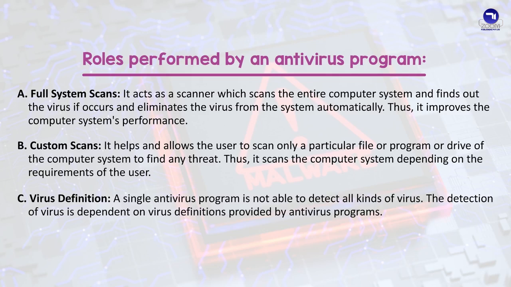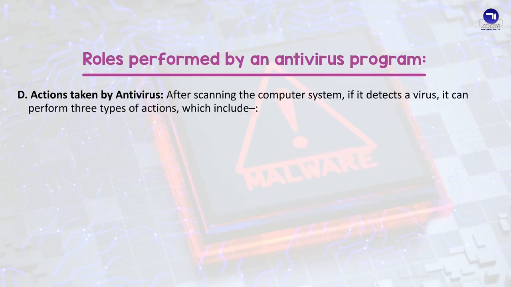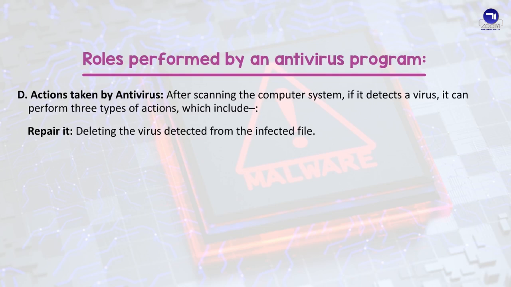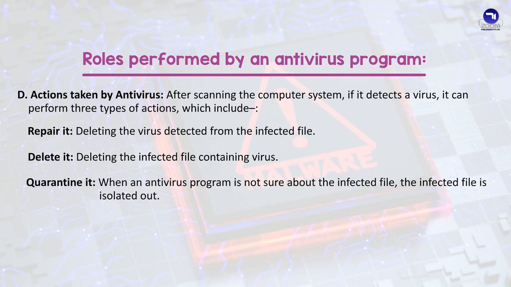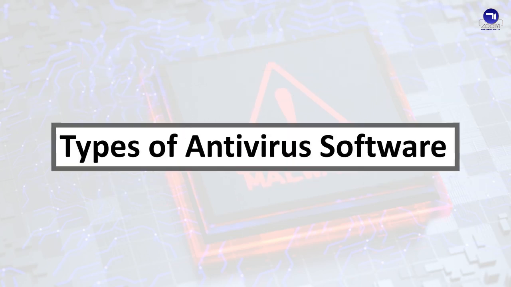Virus definition. A single antivirus program is not able to detect all kinds of viruses. The detection of a virus is dependent on virus definitions provided by antivirus programs. Actions taken by antivirus. After scanning the computer system, if it detects a virus, it can perform 3 types of actions. Repair it: deleting the virus detected from the infected file. Delete it: deleting the infected file containing the virus. Quarantine it: when an antivirus program is not sure, the infected file is isolated.